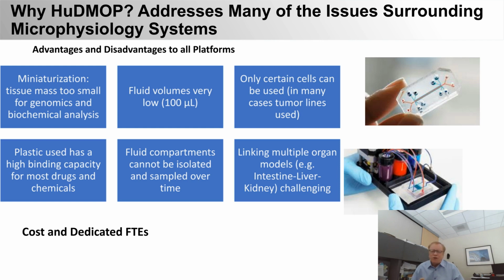The fluid compartments couldn't be isolated, and really it hasn't been successful in terms of linking multiple organ chips together to get a mimicked human body or more physiologically relevant system. So while there are many advantages in terms of specific organ mechanics and how those mechanics might impact drug movement, kinetics, or toxicology, the overall system has some disadvantages.